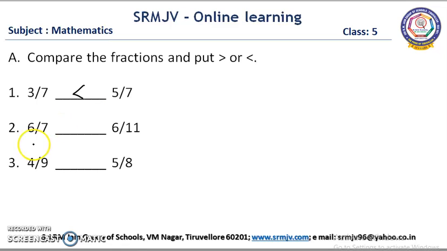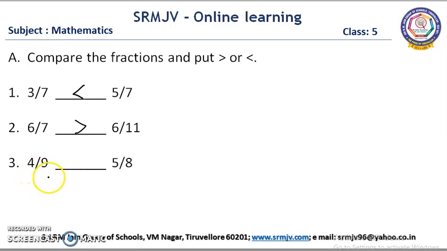Is it clear? The second one, 6 by 7 and 6 by 11. See the denominators are different. These two fractions are unlike fractions, but they are having the same numerator 6. Now we have to compare the denominators. The fraction with smaller denominator is greater. Now here the first denominator is 7, here the second denominator is 11. Which is smaller? 7 is smaller. So the fraction 6 by 7 is greater.